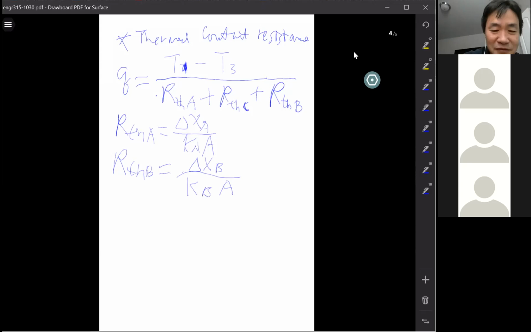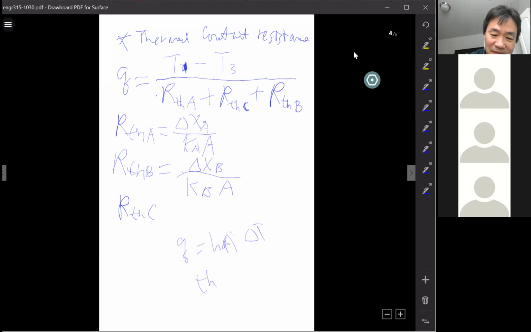So what is the thermal resistance of the contact? We follow the heat convection equation. Remember, the heat convection equation was Q equals hA delta T, right? So your thermal resistance of the convection will be 1 over hA, right? Is that what we remember for convection? Here h is the convection coefficient.